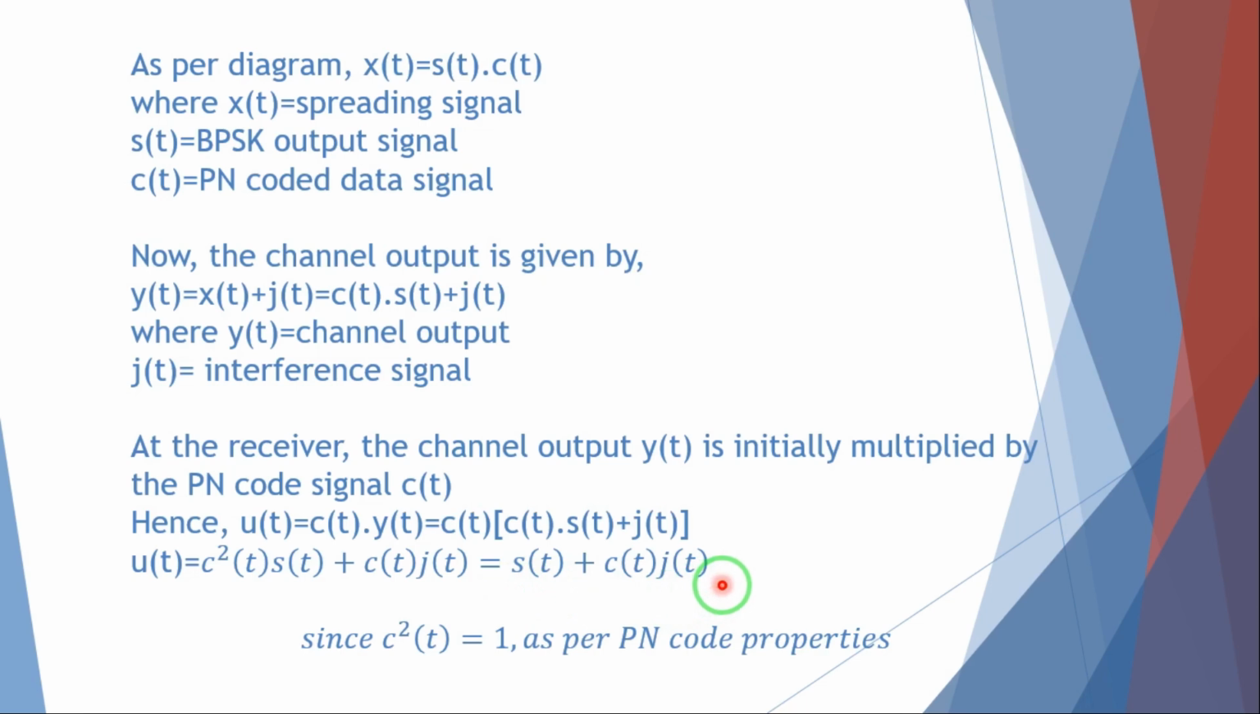So this equation shows that the input of the coherent detector, U of t, comprises S of t added with the code modulated interference signal, C of t into J of t.